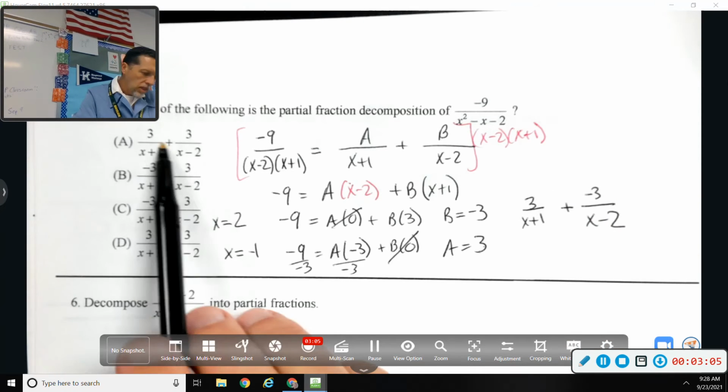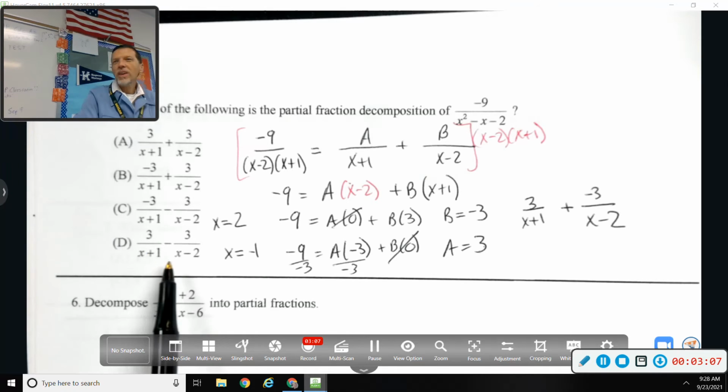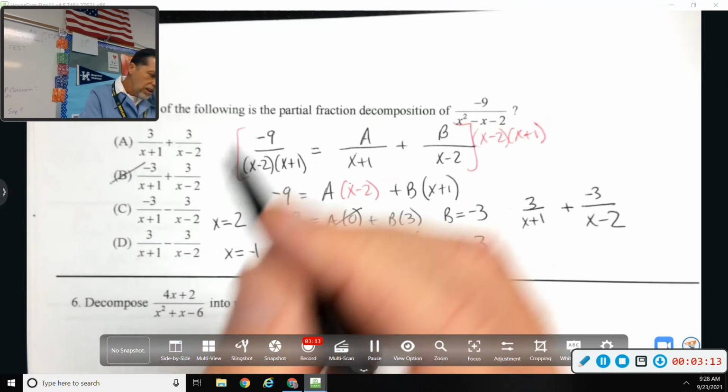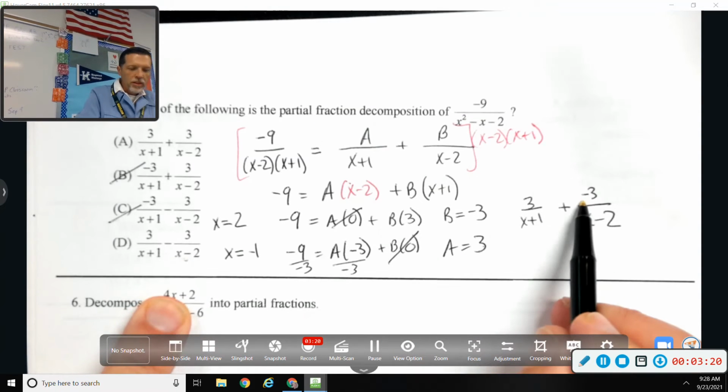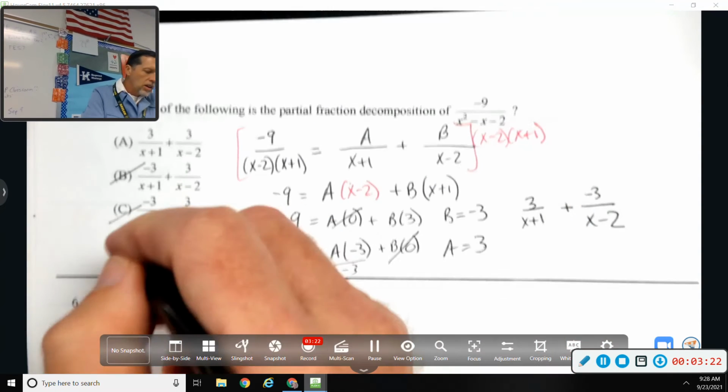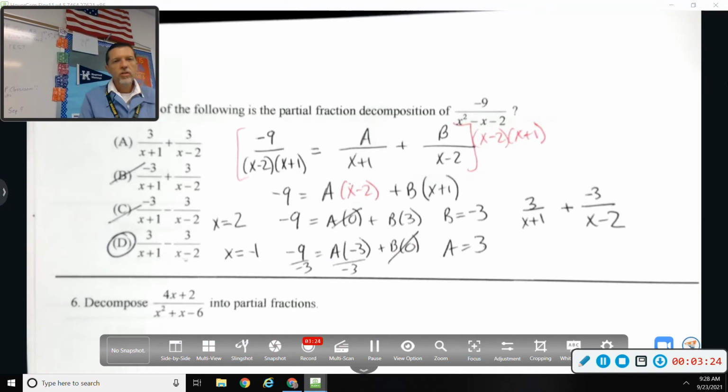You did B. Yeah. Did you switch up the A's and B's? Is that all it was? Yeah. So 3 over x plus 1. And then on this one, on answer choice D, the minus is in front as opposed to up with the -3, but that's the same thing. So it's answer choice D.